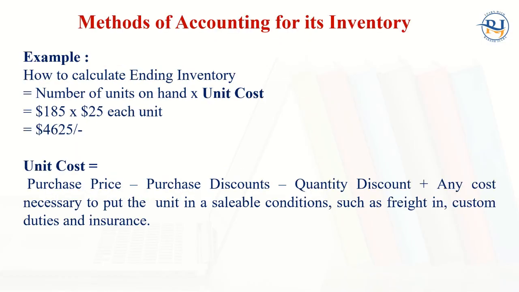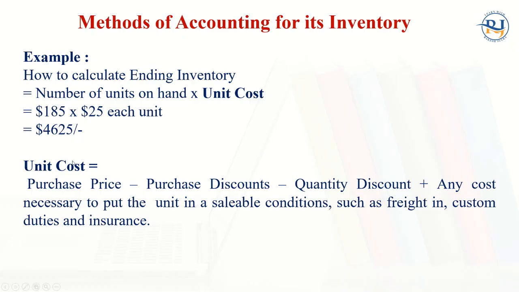Okay, so what are the different methods of accounting for inventory? First of all, I'm just going to explain how to calculate the closing stock, or the ending inventory. For example, the number of units on hand at the time when we have counted physically in the store at the end of the period. For example, we have here 185 units, so ignore this dollar sign. 185 is the units and 25 each. So 185 times 25 will be 4,625, the value of the stock that we have. In this case we calculate it physically, right?